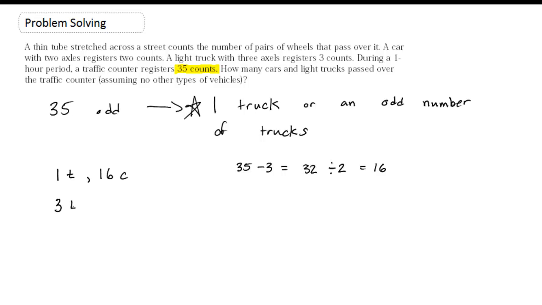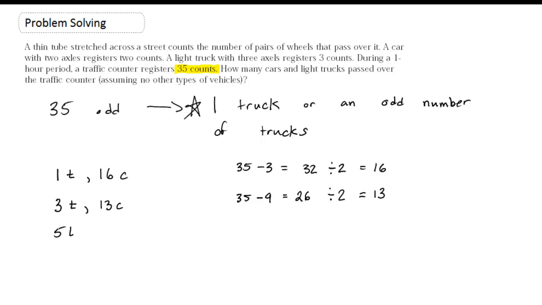Let's jump up to 3 trucks. Well, that's not 6 counts, excuse me, that's 9 counts, because every truck counts for 3. 3 times 3 is 9. So 35 minus 9 would be 26. Divide that by 2 axles per car. That's going to get me 13 cars.